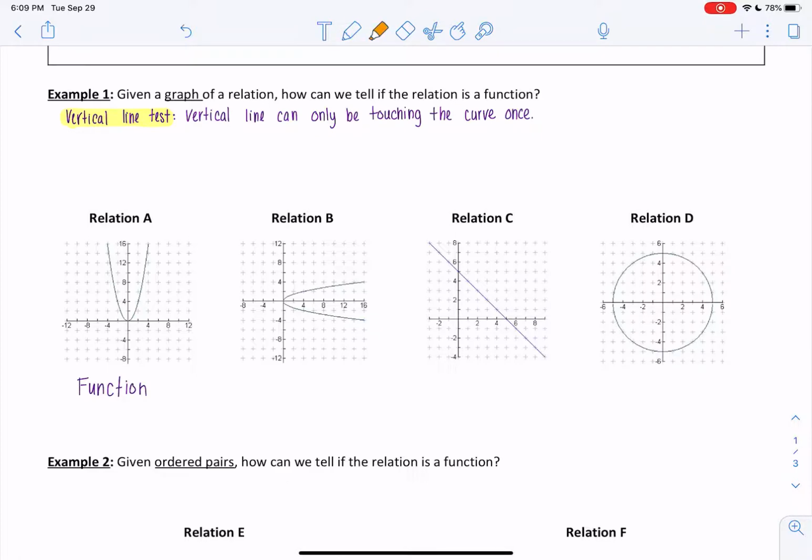Now for relation B, when I put my vertical line through, you'll notice that it touches the curve twice. It touches the curve once there, and it touches the curve once there. So we would say that it is not a function, and it's not a function because it failed the vertical line test.